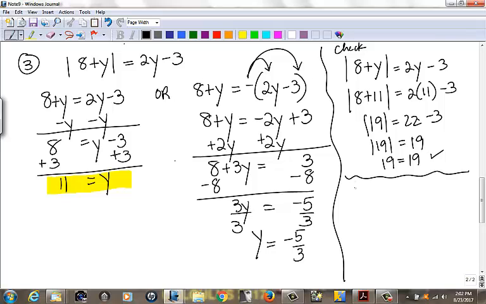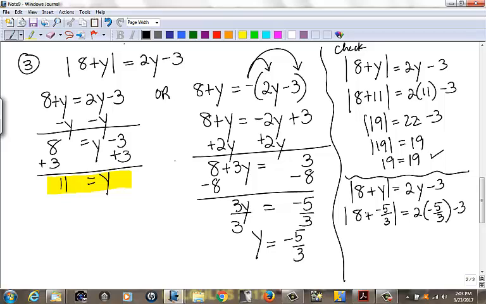When you check it, you have to go back to the original problem. You cannot plug it back in here, because if it's an extraneous root, it would work back in here, but it doesn't work in the original. So you have to go back to the original. And yes, you do have to work with fractions in here. Just get used to it. And if you don't know how to work with fractions, you will. You'll learn.